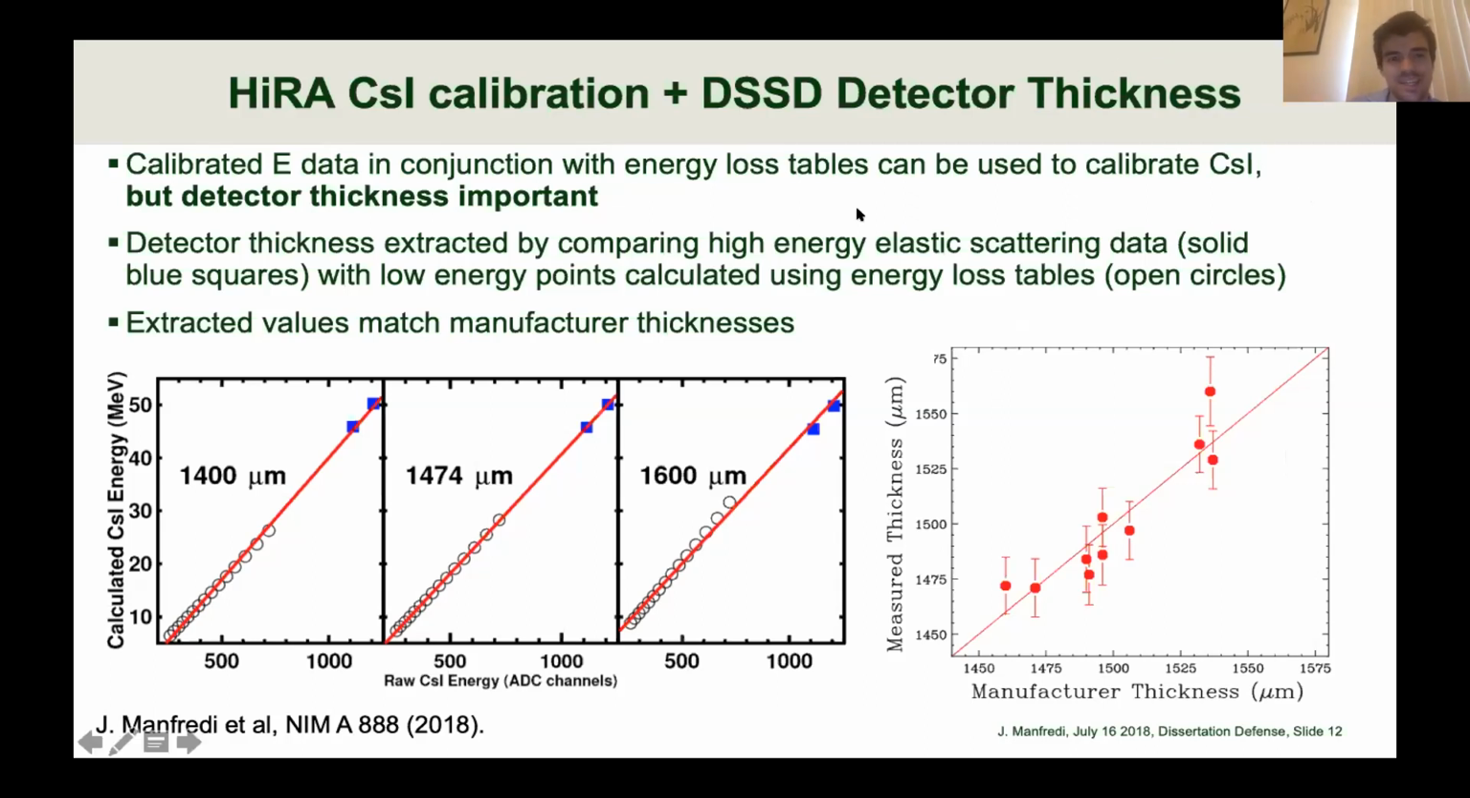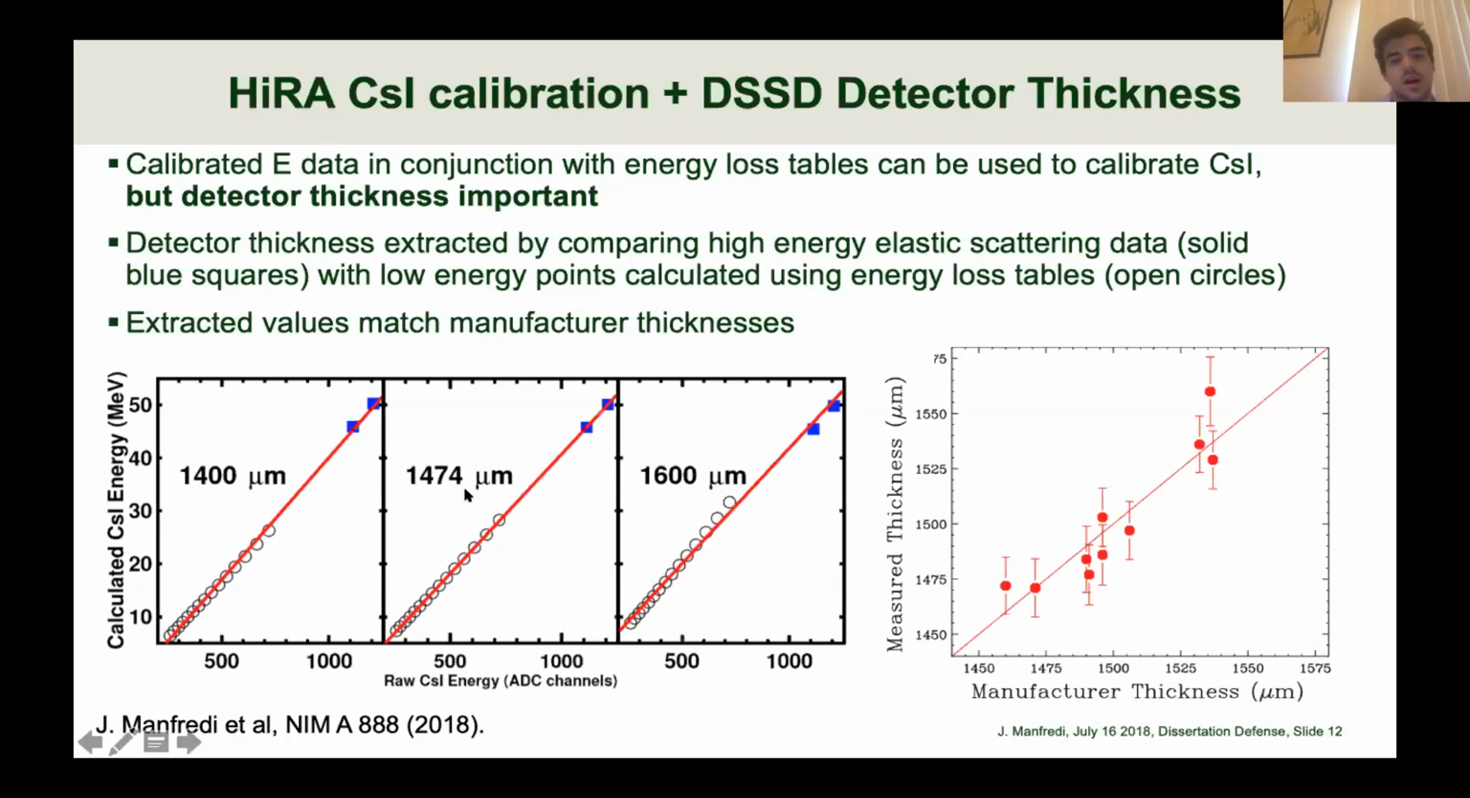So what we did was we used some high energy elastic scattering data. So these are beams that are energetic enough to blow right through the silicon. And we basically compared that to energy loss calculations with lots of different detector thicknesses. So the nominal thickness of these detectors is 1500 microns. So we varied that thickness from 1400 to 1600 microns.